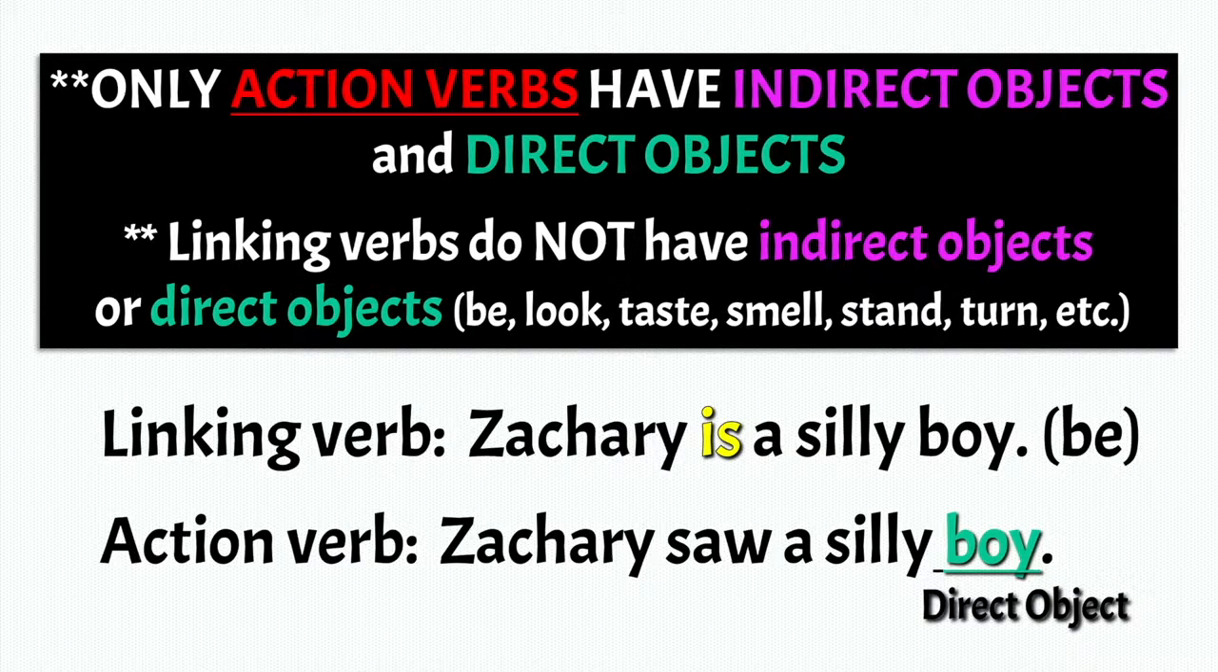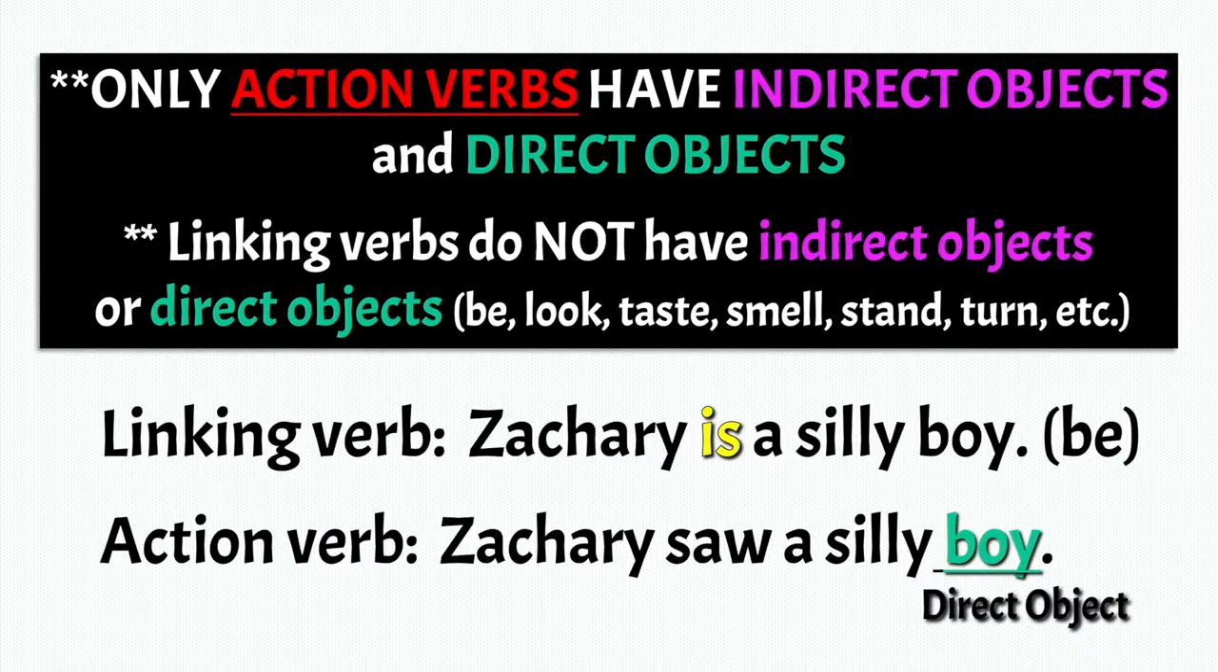Only action verbs. Linking verbs do not have indirect objects or direct objects. Linking verbs are those like be, look, taste, smell, stand, turn, etc. One example of a linking verb would be Zachary is a silly boy. Here, the verb to be is a linking verb. Sometimes it cannot be a linking verb, but that's another story. But in this case, is is a linking verb.